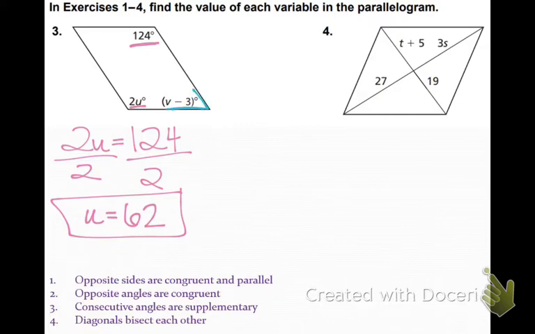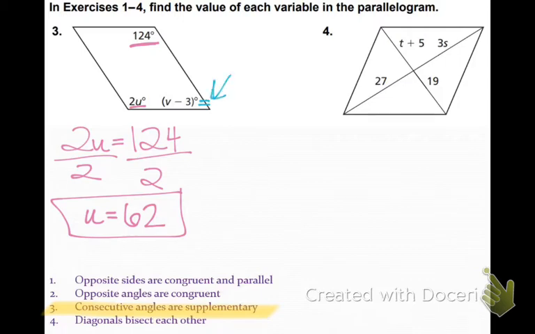This is why I say it's kind of the harder one. We need to figure out what V minus 3 is equal to, because it is not 124 and is not 128. It's not 180 either. What we do know is that these two angles are consecutive. And what do we know about consecutive angles? They're supplementary. They add up to 180. So you can do one of two things. You can add 124 plus V minus 3 and set it equal to 180.